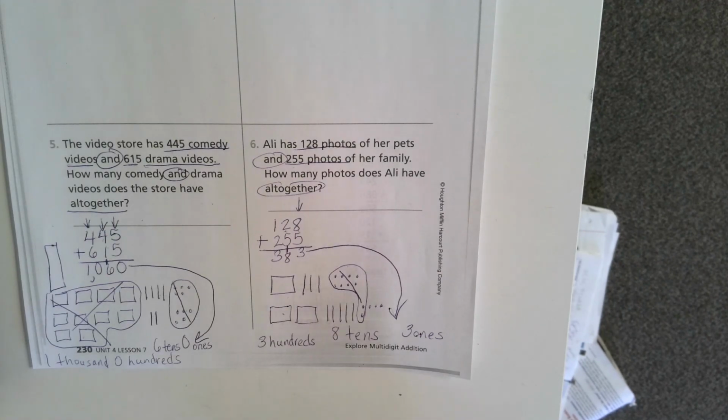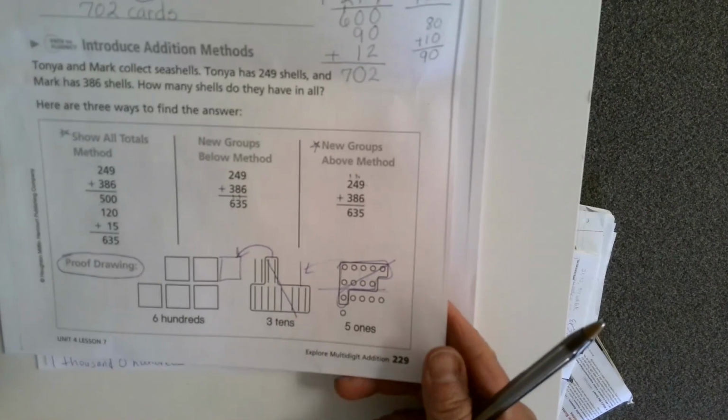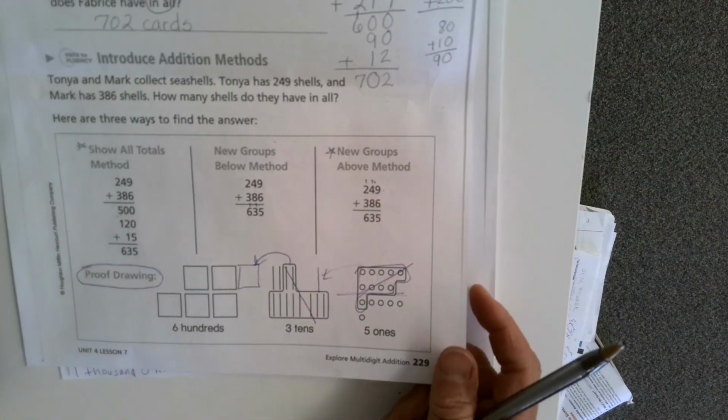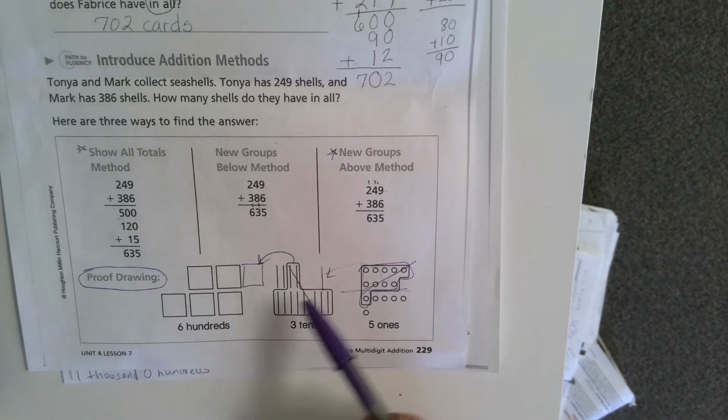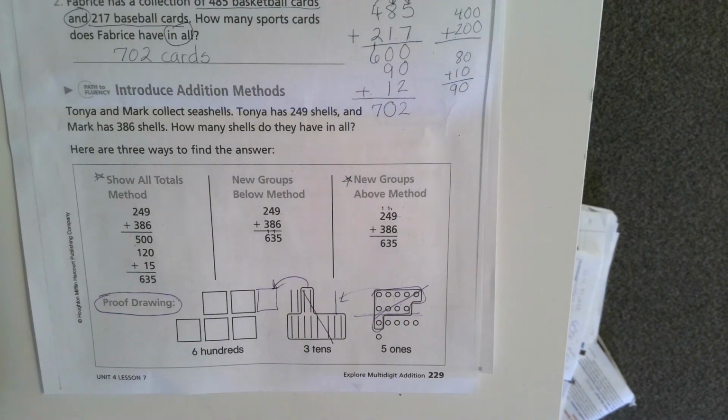I realize you can't draw the place value drawings or proof drawings on the Google Slides. So use your workbook, your math workbook, or scrap paper to do that. Be sure to underline your important information. Try out the new method of the new groups below. You have this in your workbook on page 229. I think it'll be fun, and I would love for you to try the proof drawings to check your work. Okay, good luck, mathematicians.